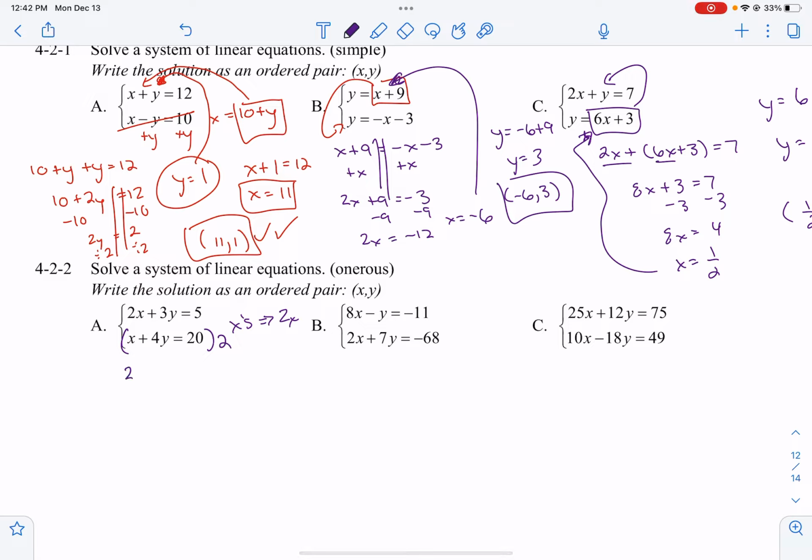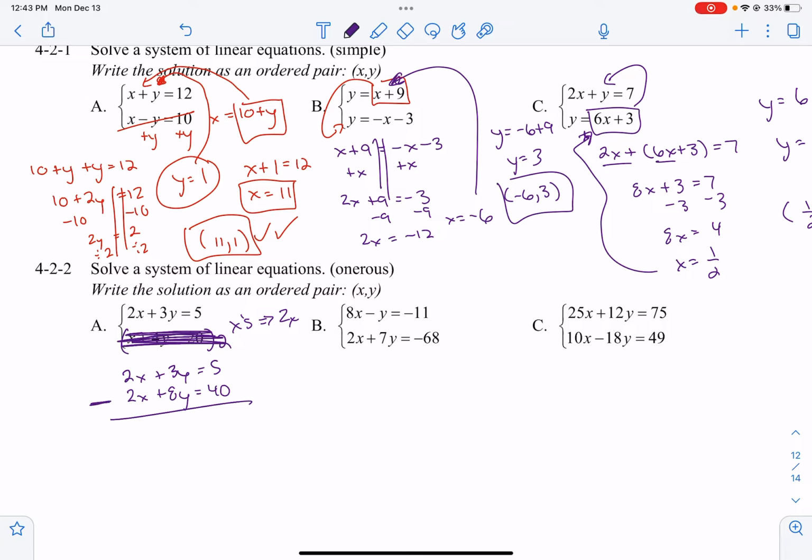So I'm going to end up with 2x plus 8y equals 40. That's going to be my new second problem, okay? And I'm going to shift that down just a little bit because I want my first problem still. 2x plus 3y equals 5. So those are my new equations. My x's are the same. So I'm going to subtract everything on top by everything on the bottom.